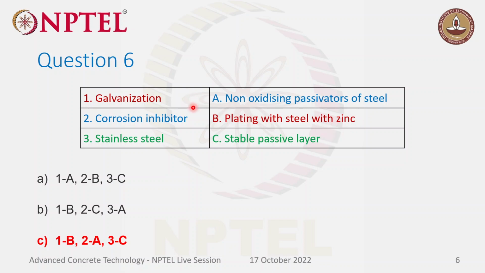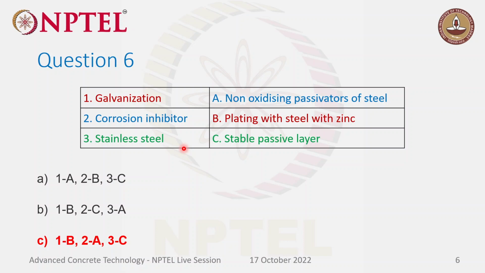Then coming to corrosion inhibitor. What it does to the steel is that it is a non-oxidizing passivator for the steel. It prevents corrosion in many ways, and we can say that it's a non-oxidizing passivator which protects the steel against corrosion. And then coming to stainless steel, it has a stable passive layer because its elemental composition has different elements like chromium in it, which protects the steel against corrosion.